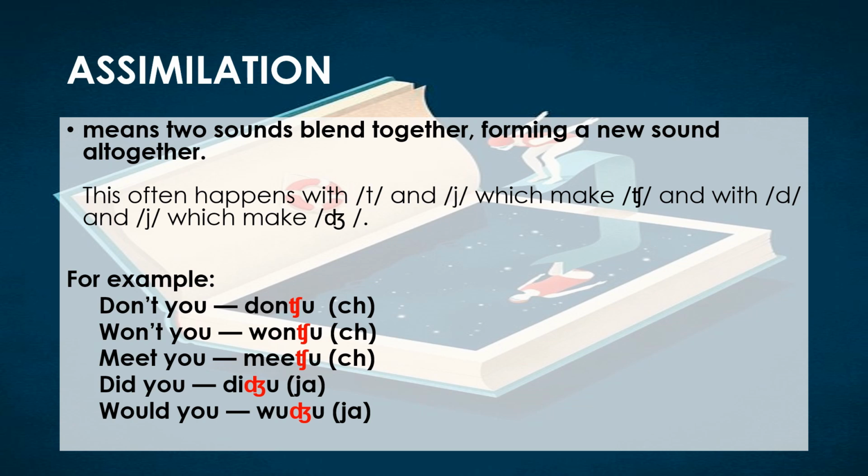And did you becomes did you. J sound. Would you becomes would you, the sound is ja instead of would you. That is assimilation. And for you to better understand assimilation, here is a video clip for better understanding.